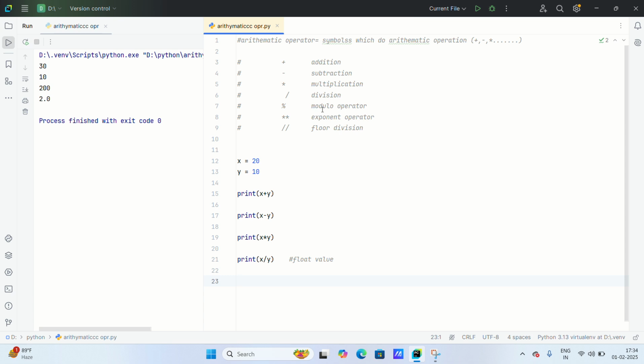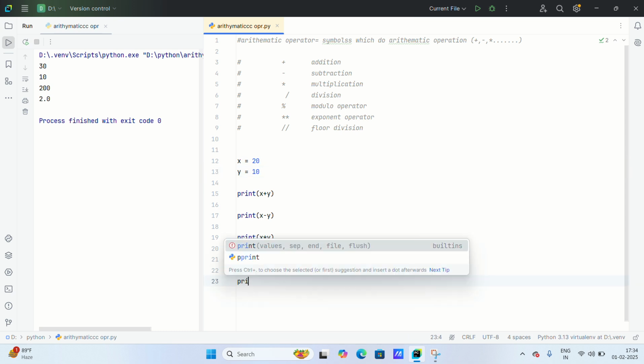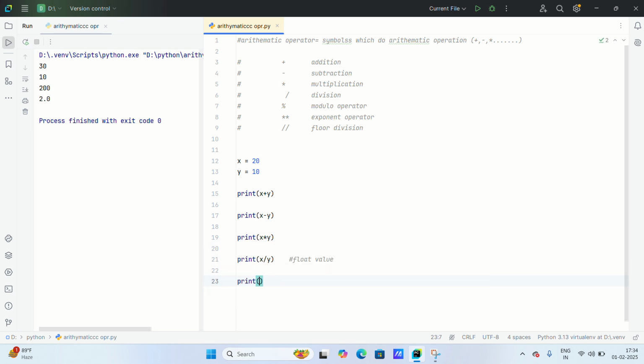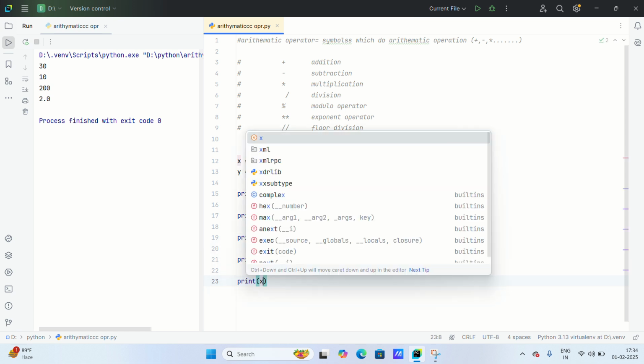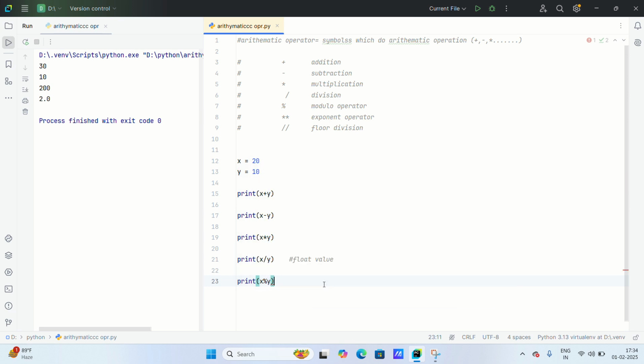The seventh one is my modulo operator. To understand the modulo operator, if we divide 20 by 10, then the remainder will be 0, because 10 divides 20 two times. So the remainder will be 0. The modulo operator will give the value of the remainder. Print x modulo y. It will give the value 0. As you can see, it gave the value 0. So I will write here, it gives the remainder.